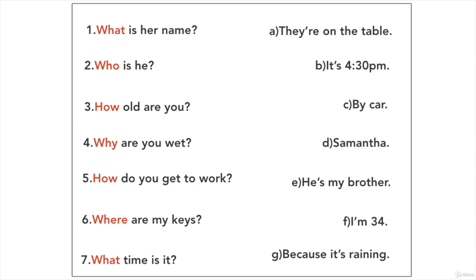How old are you? This question is about quantities, qualities, or manner. Why are you wet? This question is looking for a reason. How do you get to work? This question is about manner. Where are my keys? This question is about a location, a place. What time is it? This is a question about a thing, time.